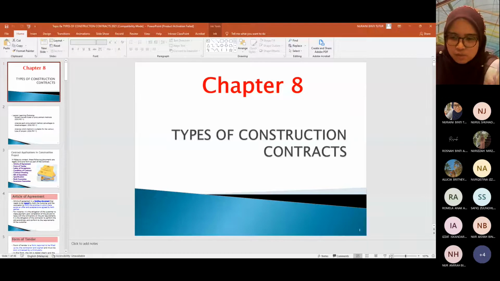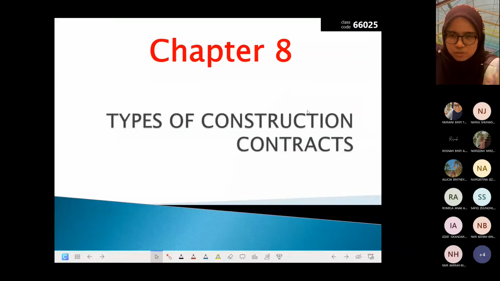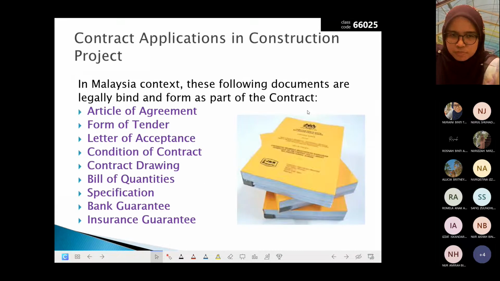Okay. To procurement, which is on the tendering, and also procurement lah. Lagi satu. Okay, then we have types of construction contract. Okay, so this is construction contract ataupun contract application.